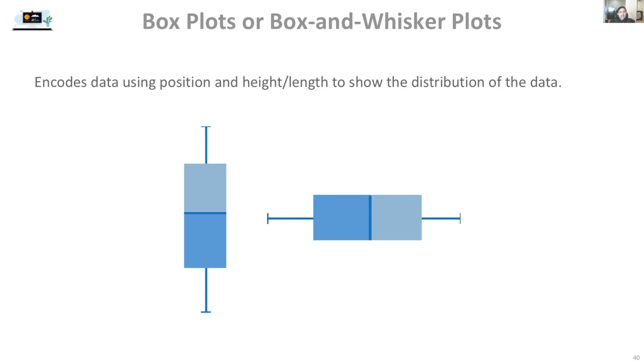Okay, let's now talk about another type of chart for visualizing the distribution of quantitative data. Box plots or box and whisker plots were invented by John Tukey, who is the father of exploratory data analysis. Box plots use position and height or length to show the distribution of the data. They also show min, max, median, and the variability of data at one glance.